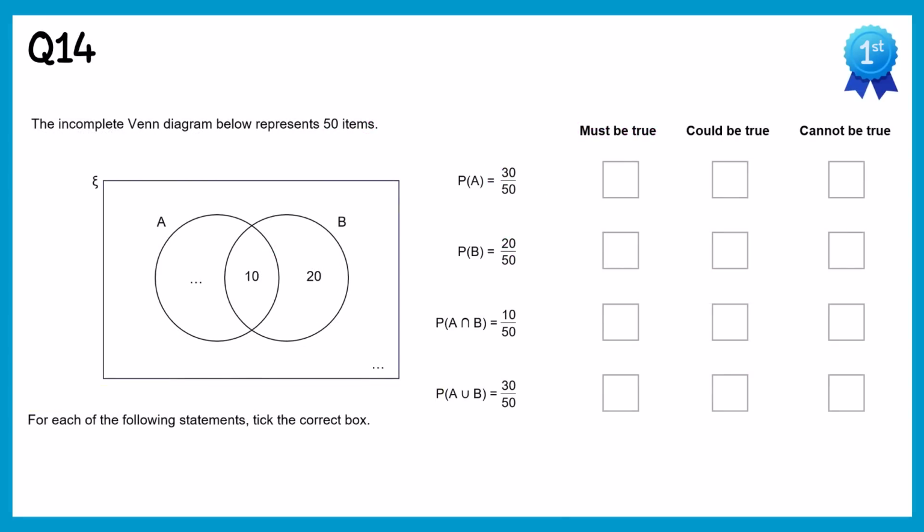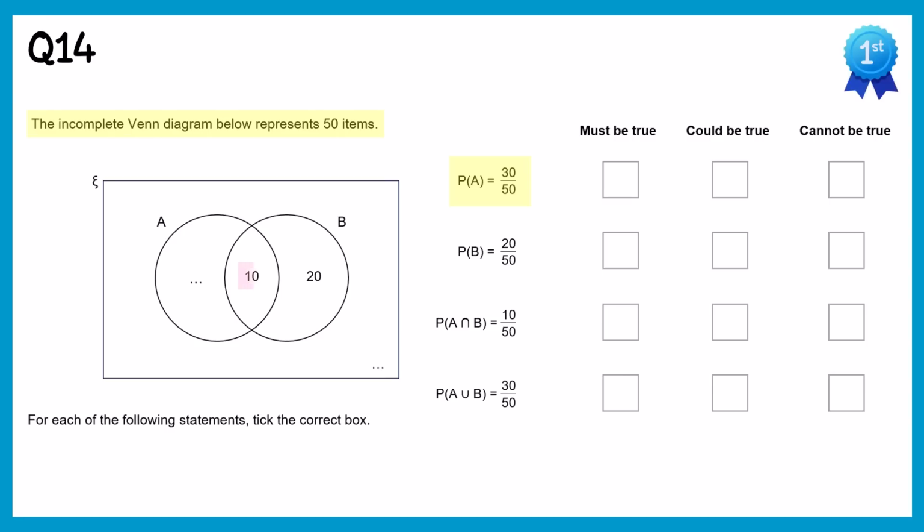For this question, we have several probabilities relating to a Venn diagram, and we need to decide if they must, could, or cannot be true. Let's start with this one here, the probability of A equals 30 over 50. Well, we're told the diagram represents 50 items, so it makes sense that it has a denominator of 50. But can the numerator be 30?